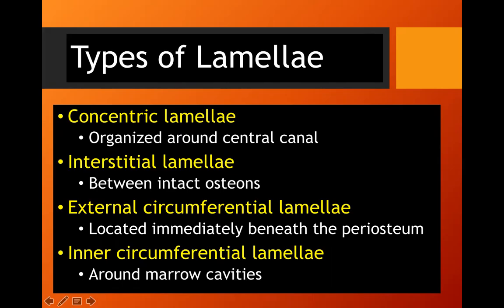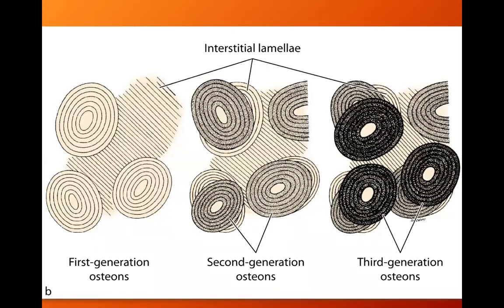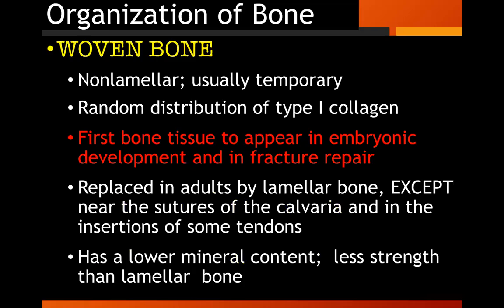All right, so as mentioned a while ago, there are two types of bone organization. One is lamellar, the other is non-lamellar. And this is known as your woven bone. They're usually temporary. It is comprised of a random distribution of type 1 collagen, but you have to take note of the red one.